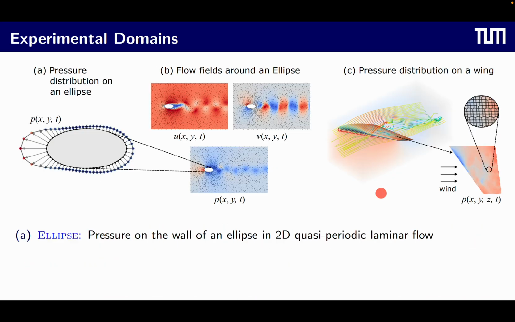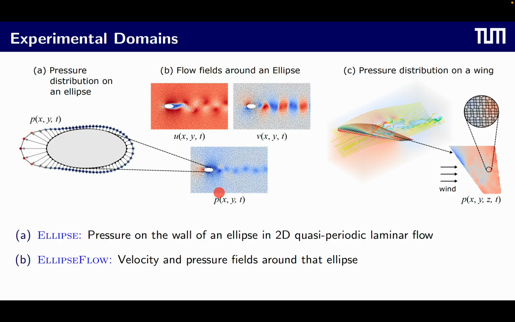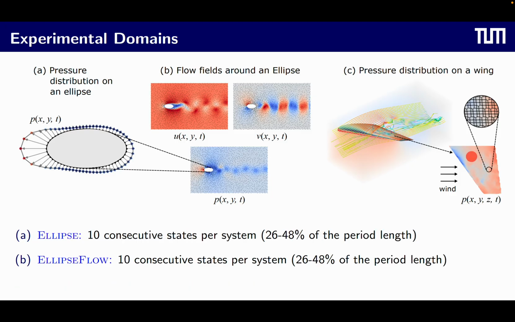We tested our diffusion graph nets on three tasks. First, we consider the two-dimensional laminar flow around an elliptical cylinder. This ellipse can have different thicknesses, and we also consider different Reynolds numbers. The first task consists of inferring the pressure profile on that ellipse. The second task consists of inferring the velocity and pressure profiles around the ellipse. And the last task consists of inferring the pressure on a wing under 3D turbulent flow. Here the wing can have different geometries.